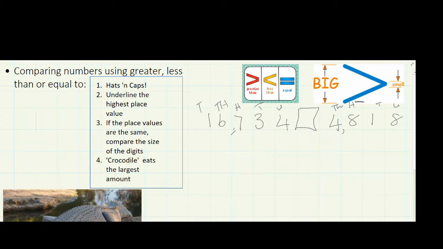This is in fact a 10,000 amount, which means that straight away the place values are really far higher than what the place value is on this number over here. So clearly the crocodile wants to eat that amount there.